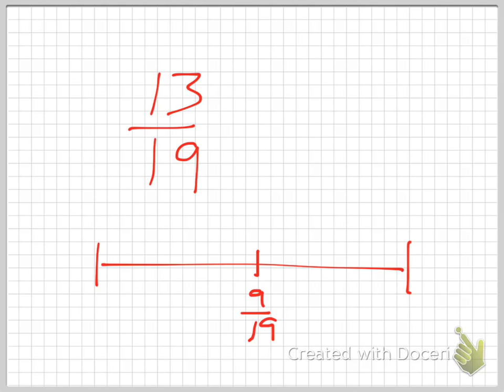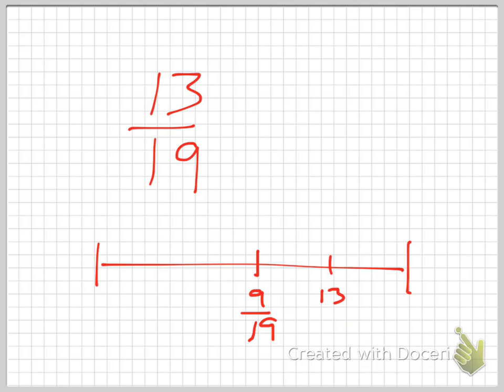To the right or left of the 9 19ths? It would go over here. This is where 13 19ths would go. Obviously, it would go over here, right? Somewhere in this neighborhood. Does that make sense? Yes. Just even knowing that that's true will help you a lot.